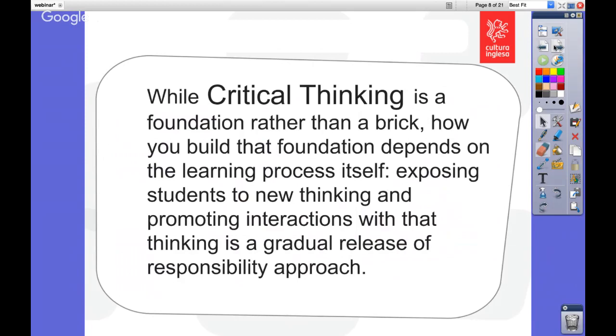As I said before, exposing students to new thinking, promoting interactions with that thinking is a gradual release of responsibility. So when students are exposed to this cognitive thinking order, they can decide. I think they are more responsible for their learning. We make them more autonomous.